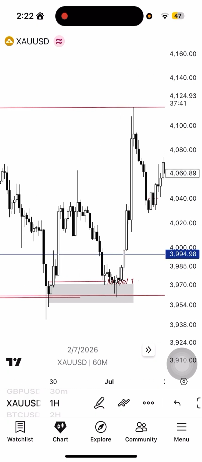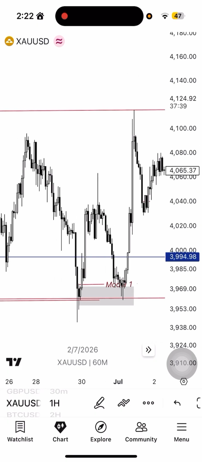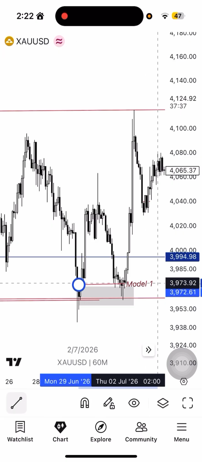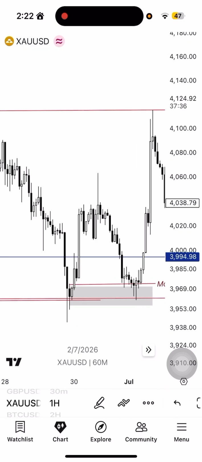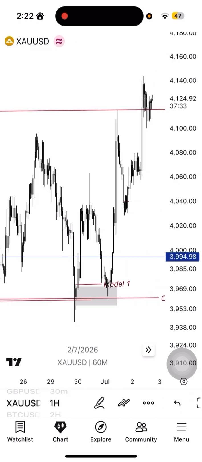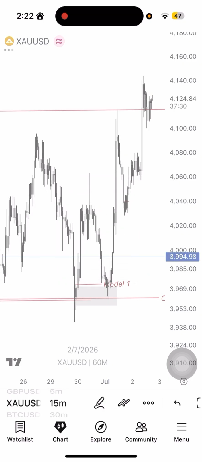Now we've plotted our model 1 on the key level, and you can see there are multiple rejections on that level. So we go down to the 15 minutes for our sniper entry. How do we get our sniper entries?